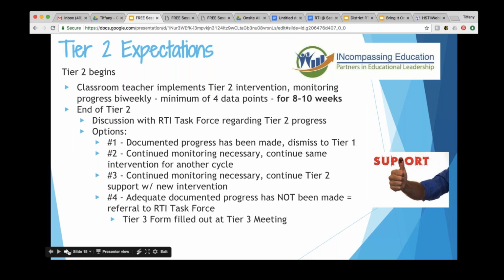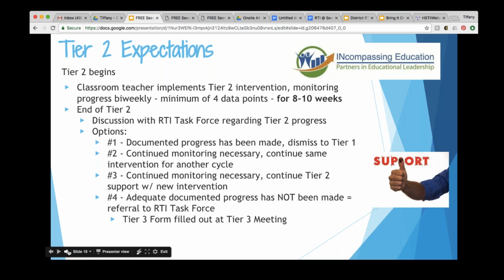Number 1, that documented progress has been made, dismiss that kiddo right back to Tier 1. However, that student is never going to fall off of your teacher radar. You're always going to look back through their data when you have a universal screener so that you can make sure that they're not slipping back into those old habits.